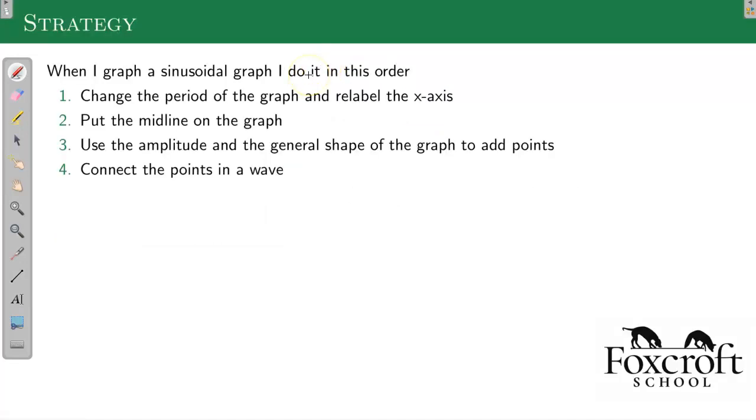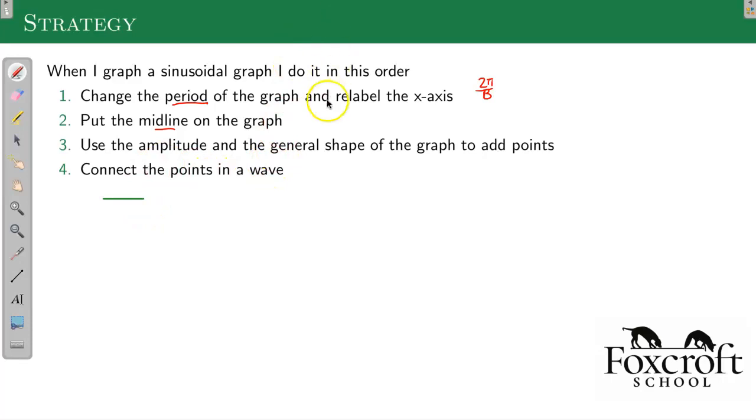So here's my general strategy. The first thing, I need to label my x and y axis. I'm going to label my x-axis based on the period. Remember, we're using that 2 pi over b to label my x-axis. I'm going to do that first. Next, I'm going to put the midline on my graph. Midline is just that D value at the end. Generally you can put that on your graph as a dotted line. When I'm doing it on the slides, it'll be a solid line just because it's quicker for me to draw. We're going to use the amplitude and the general shape of sine or cosine to add points. And then we make a wave.